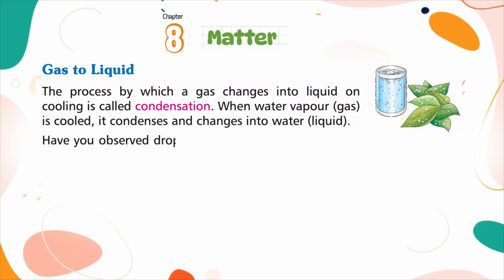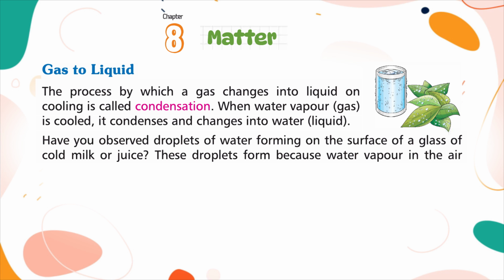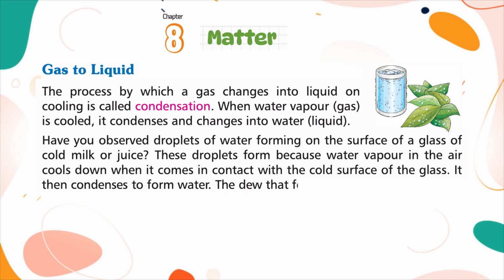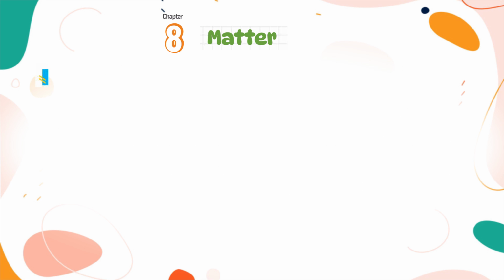Have you observed droplets of water forming on the surface of a glass of cold milk or juice? These droplets form because water vapor in the air cools down when it comes in contact with the cold surface of the glass. It then condenses to form water. The dew that forms on leaves and flowers in the morning is also formed by the condensation of water vapor in the air.